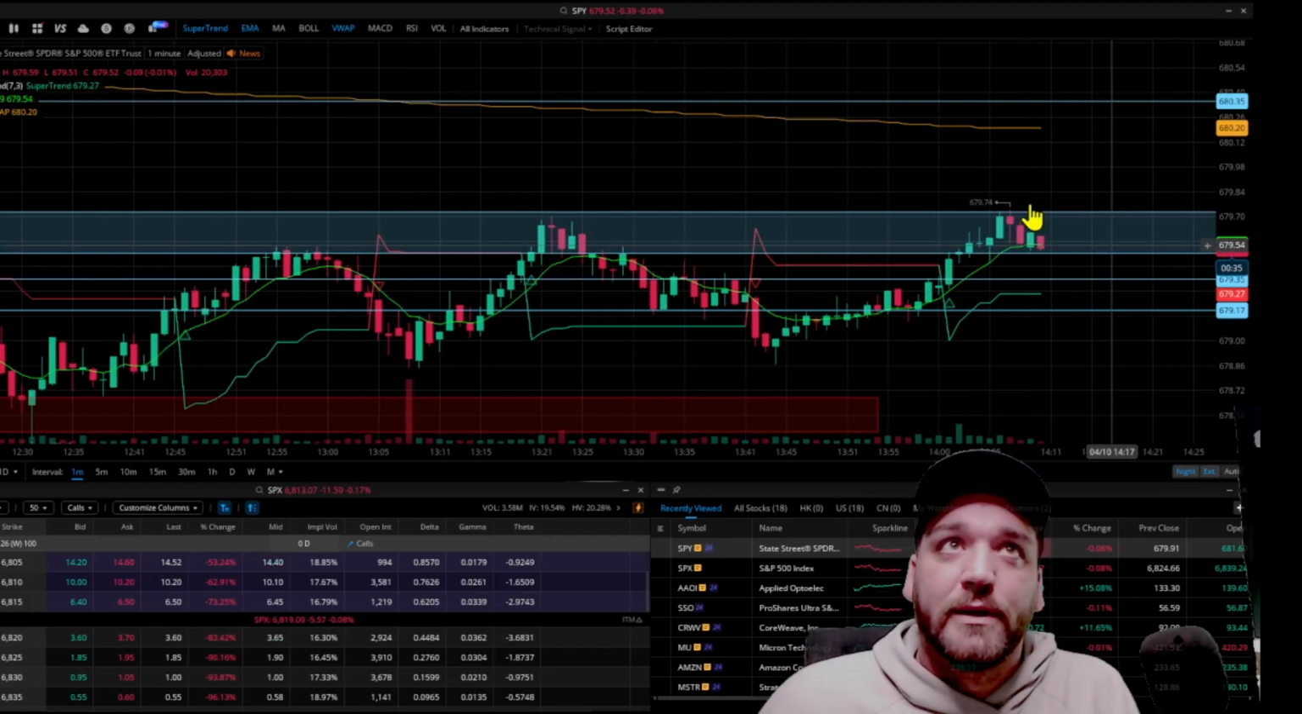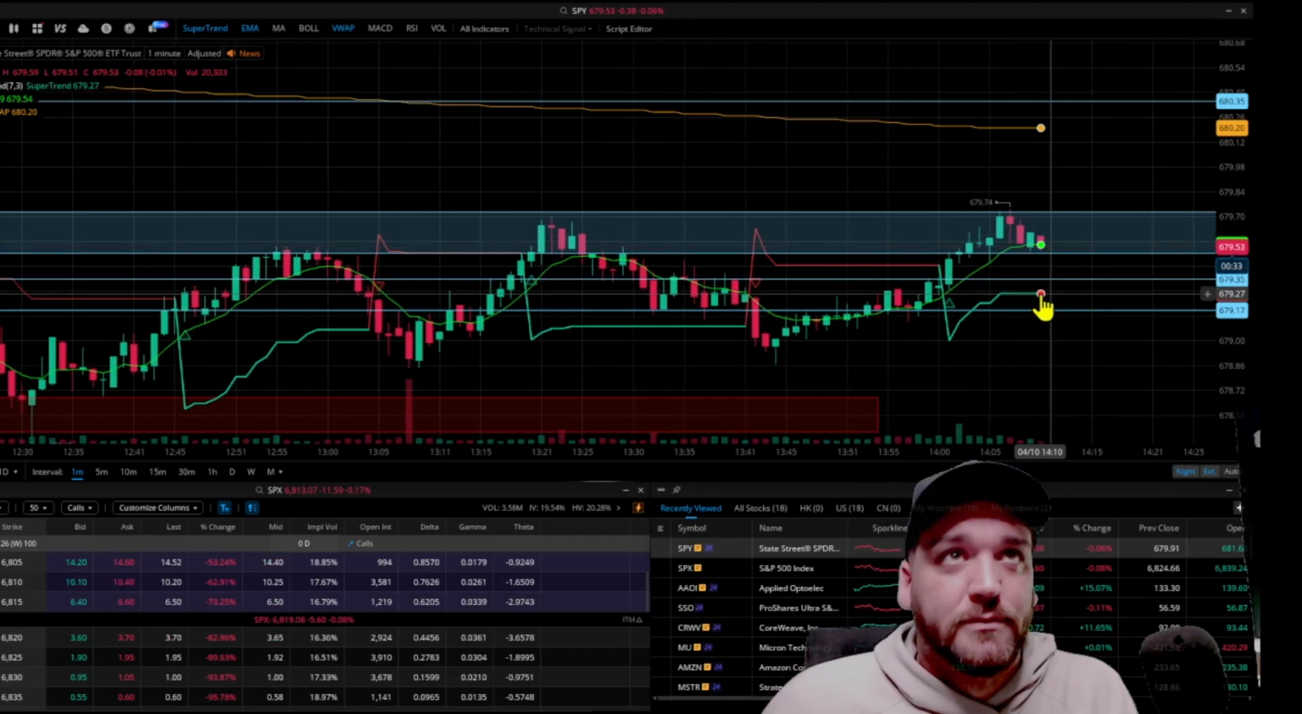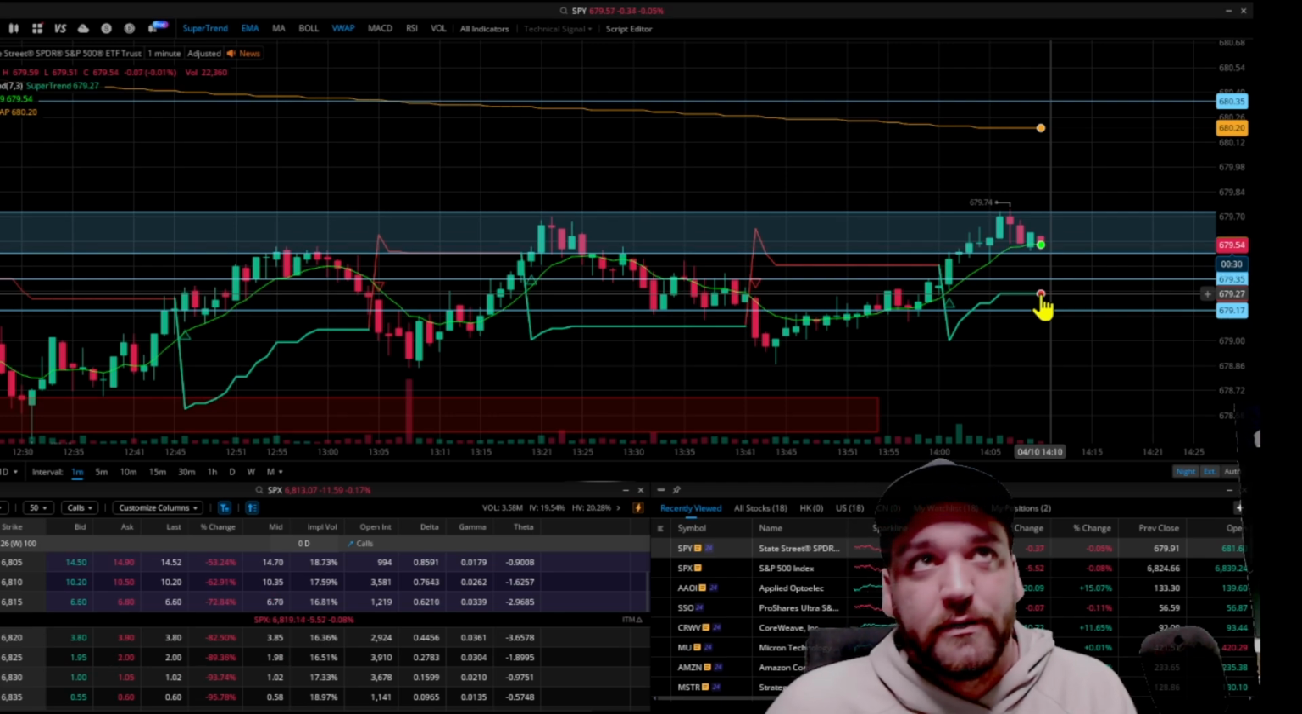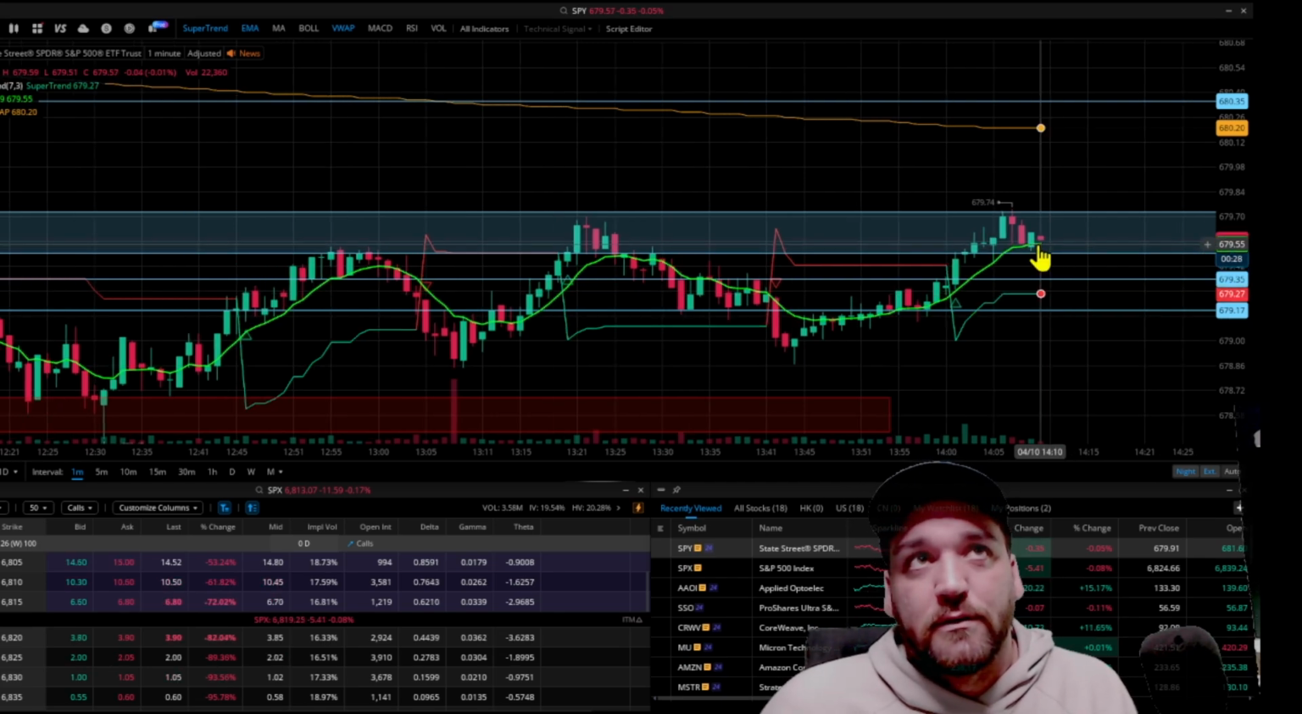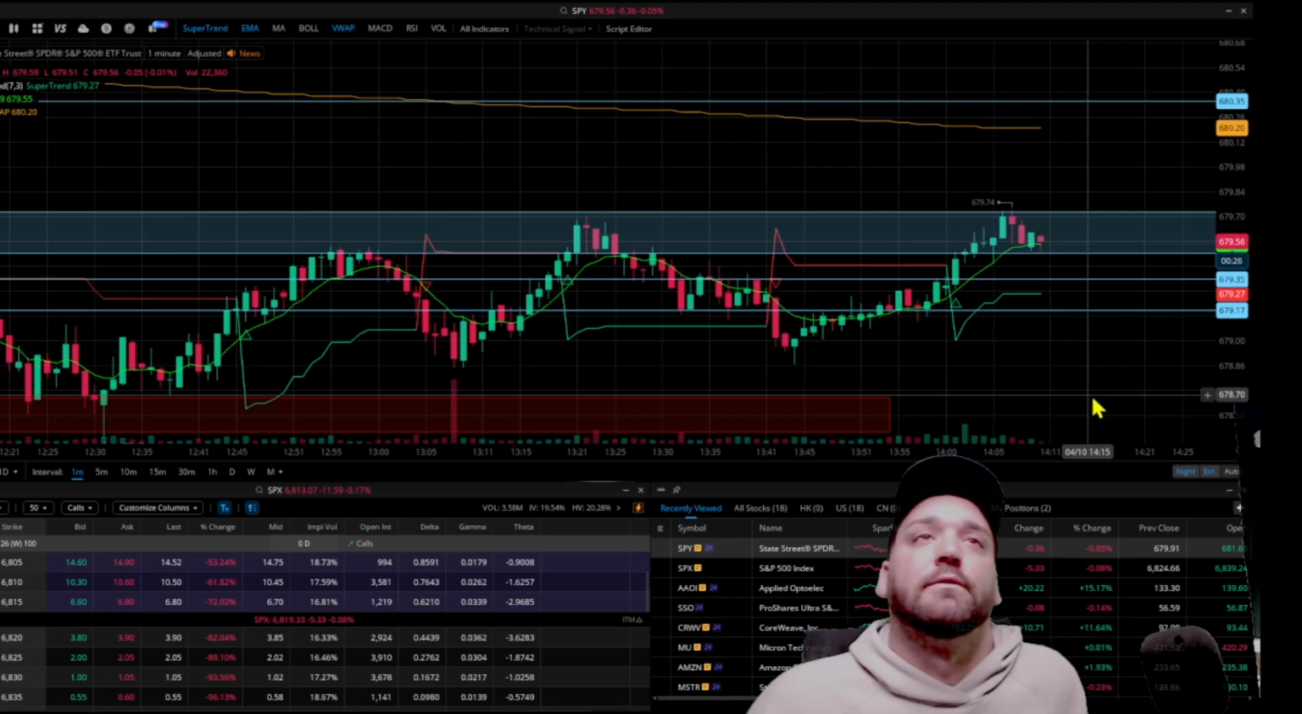So we'll leave it on the 1 minute and see how this plays out. If it drops, we know where it's going to go. It's going to go down here to the ATR. But we're hoping that it can confirm up here and we can push that VWAP area.